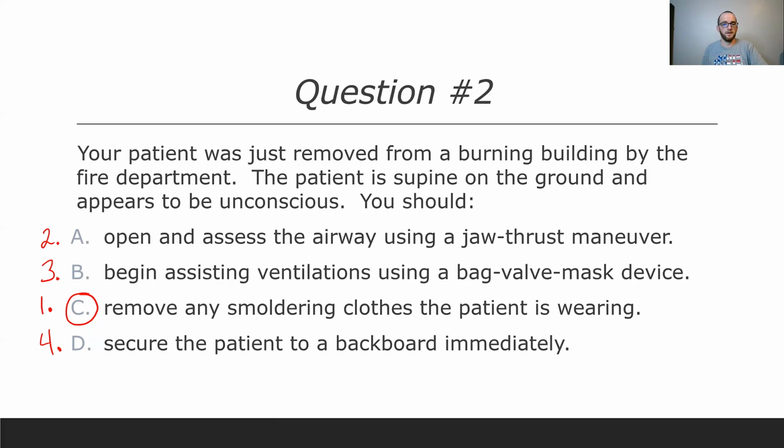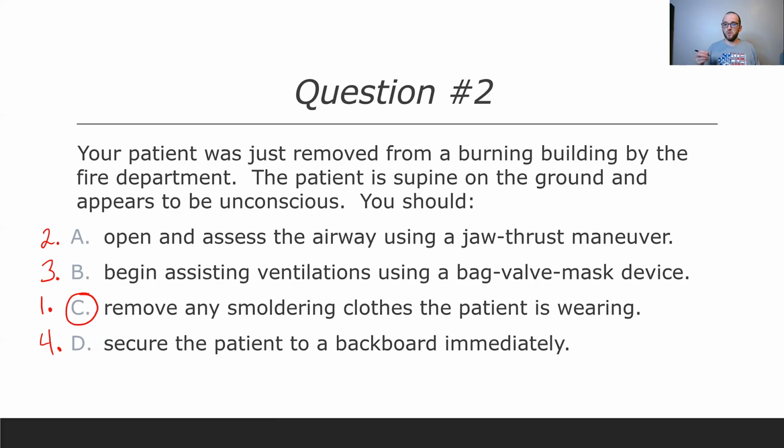Right? So if we were order basing them, we would probably go in that order. But the first thing we're going to do is stop that burning process. Get those smoldering clothes off of them so that they're not continuing to be burned by that. And then we will for sure do A. We may do B. Hopefully that makes sense. We may do B.